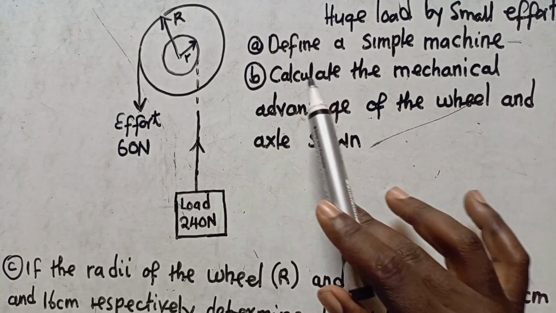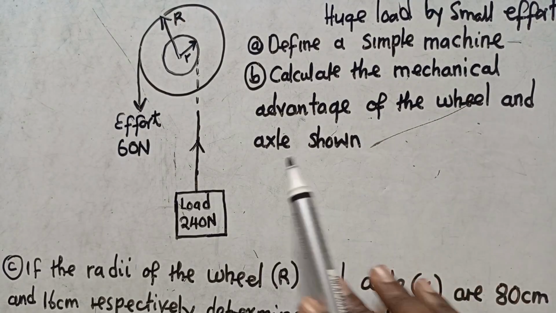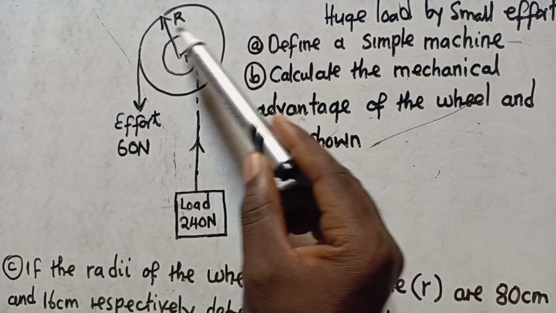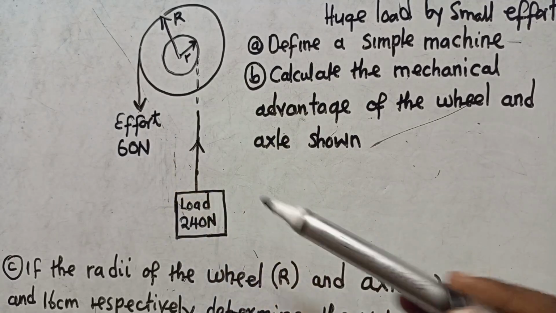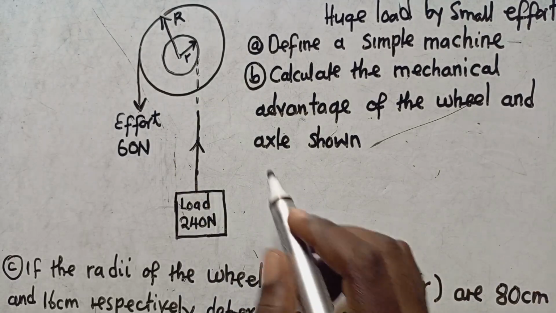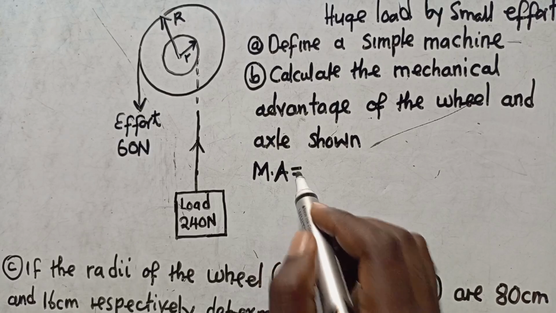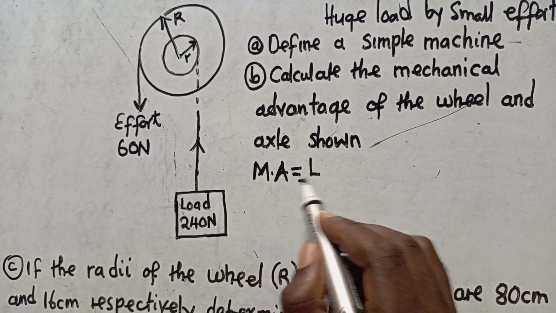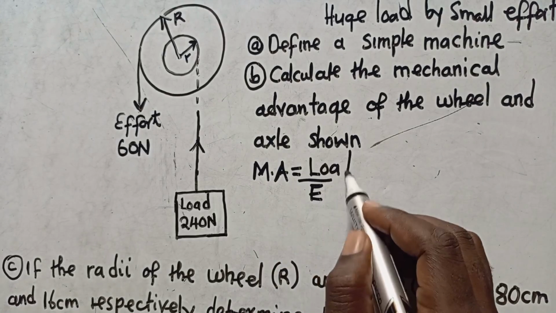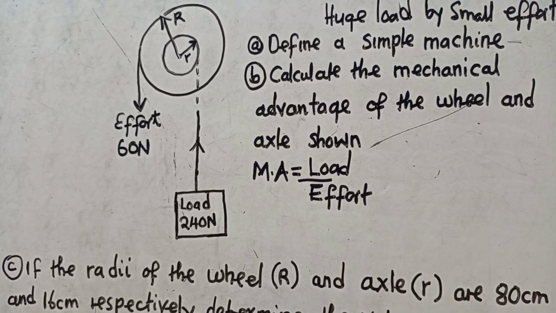The next question is saying, calculate the mechanical advantage of the wheel and the axle shown. So this is the wheel, and this is the axle that is shown. They want us now to calculate the mechanical advantage. You know that mechanical advantage is given by the formula load over effort.